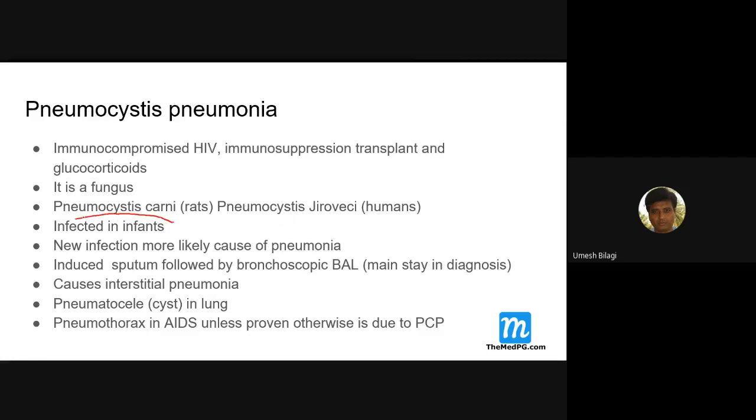This is an organism which is present everywhere. All the infants will get infected by infancy only, but they do not manifest with the disease. Manifestation of disease only happens if there is immunosuppression. So PJP only happens in immunosuppressed patients. Otherwise, disease manifestation does not occur.